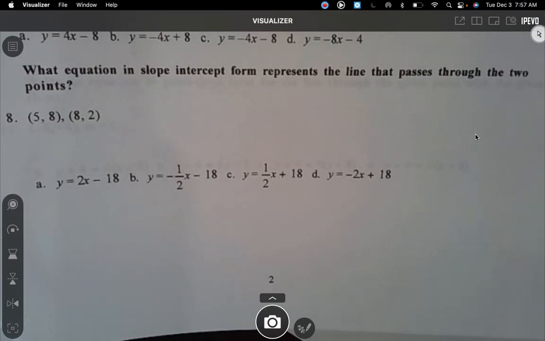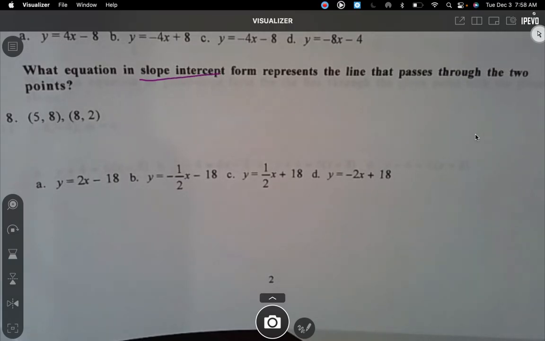Okay, we did some of this yesterday. So I'm going to show you, I actually taught you a different way to do this, but I'm going to do it like we did yesterday. I think it's way easier. So we have 2 points, and it says, what's the equation in slope-intercept form?